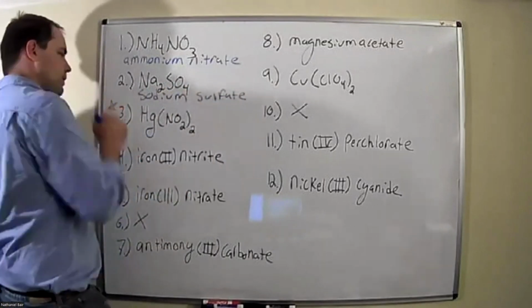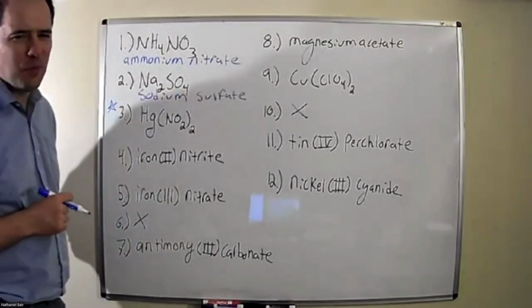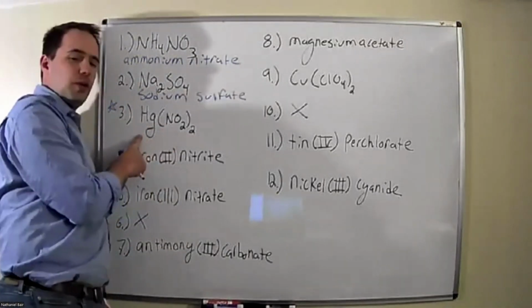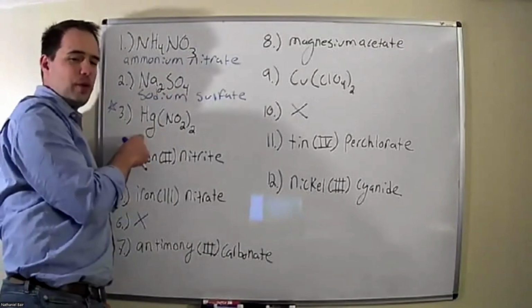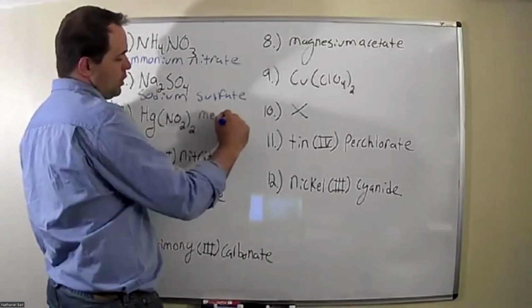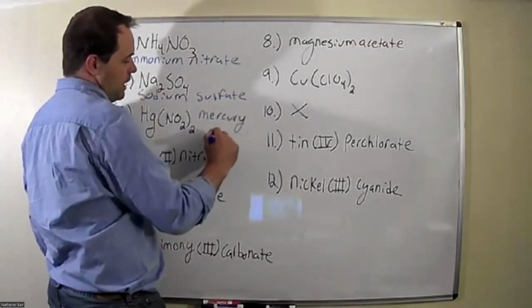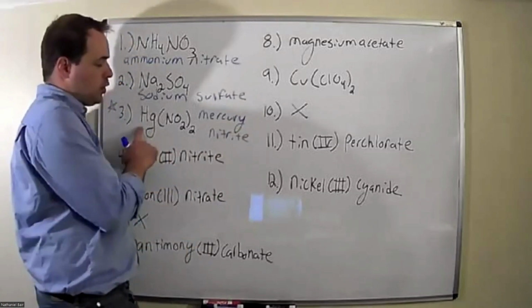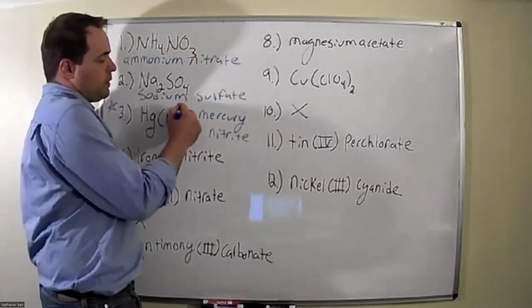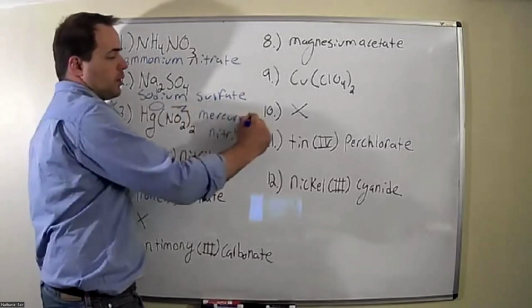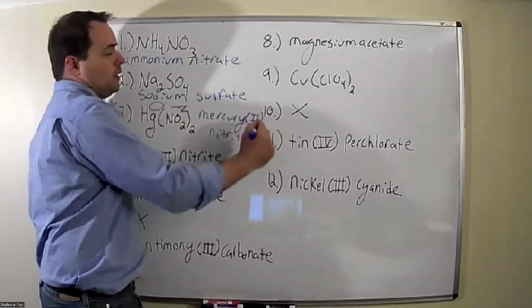And number 3, here we have a toughie. Here's the problem. That's mercury, and that's nitrite. The problem is mercury is a type 2 metal. So you can't just say mercury nitrite, because what mercury is it? You have to tell me the charge of that mercury. Well, nitrite's -1, but you got 2 of them. That's -2. This mercury must be mercury 2 nitrite.